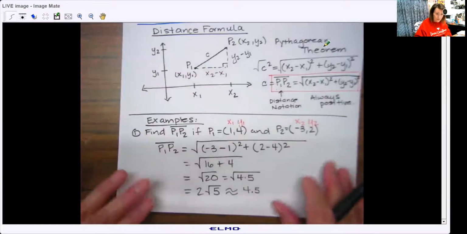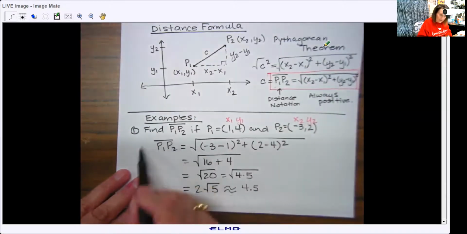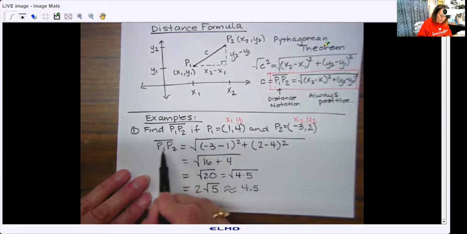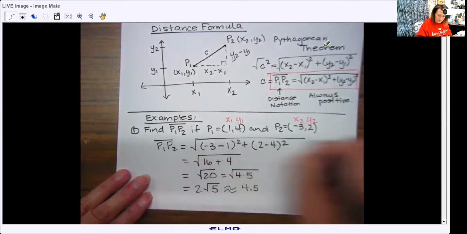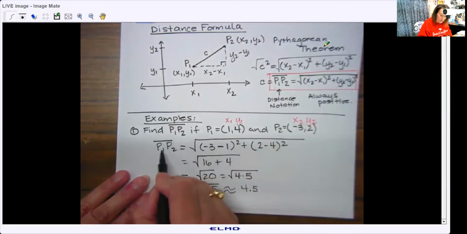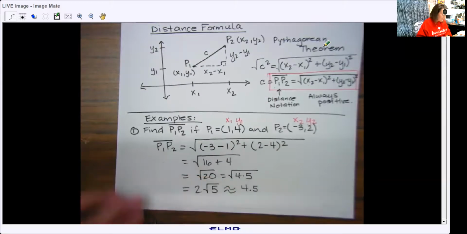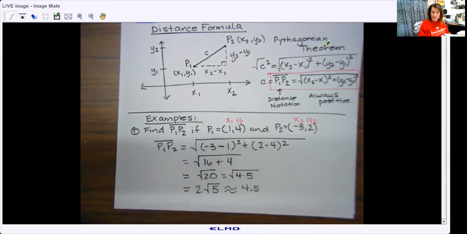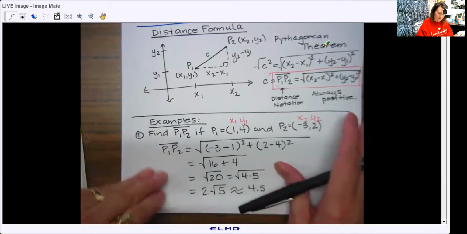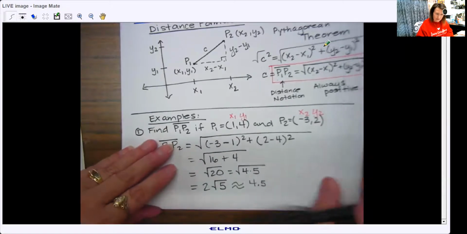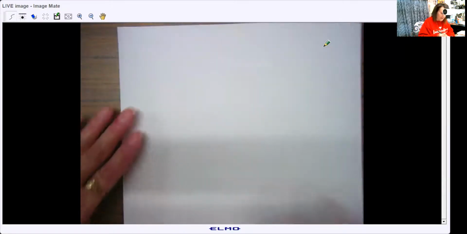It's very important in this class that we label things. What did we find? We found P1 to P2, not just scratch work all over the place. So labeling is going to be very important in this course. If you don't label something on a quiz or test, you might lose a point on it. Okay, so let's take a look at this. Let's bump it up a little bit. That's just the basic thing that you did in geometry and in Algebra 1.